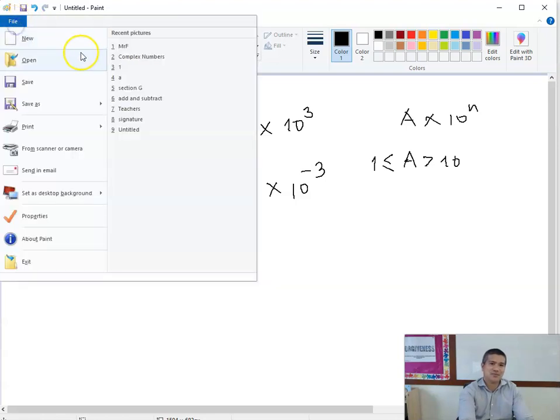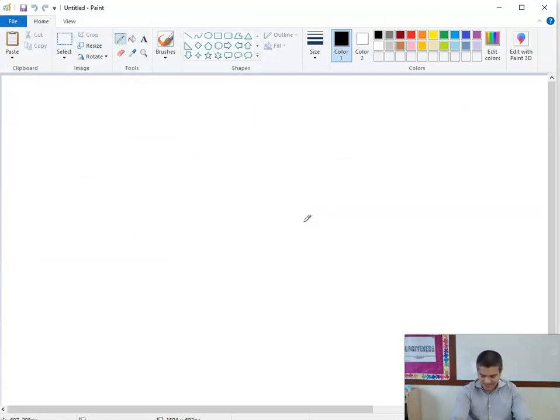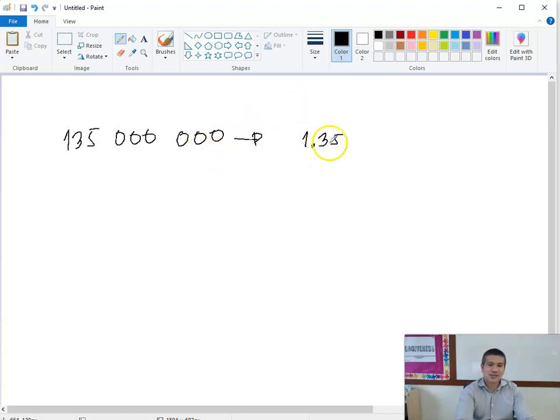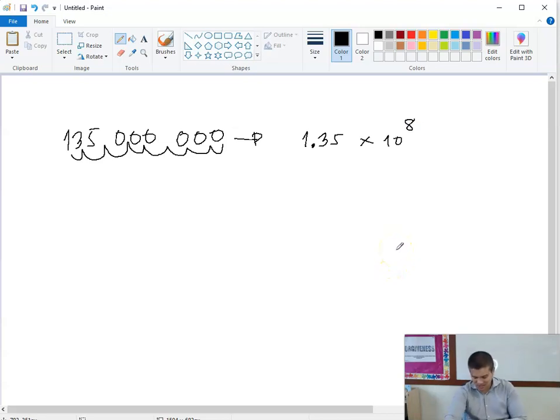So let's try some examples. Let's say we have 135 million. Try to write this one in scientific notation. Therefore, we will have 1.35, because we need this one as greater than or equal to 1. How many decimal places? We have 1, 2, 3, 4, 5, 6, 7, 8. Therefore, that is times 10 to the power of 8. So that is how you will solve for scientific notation.